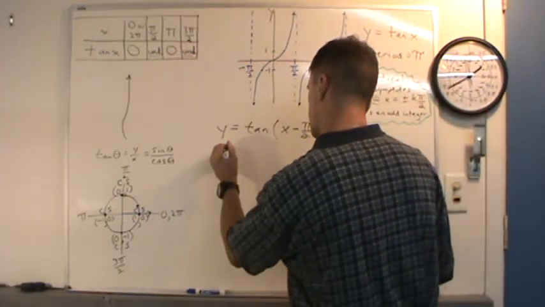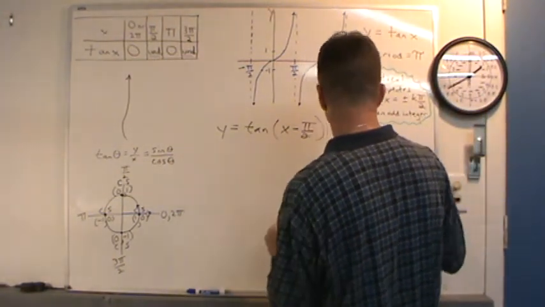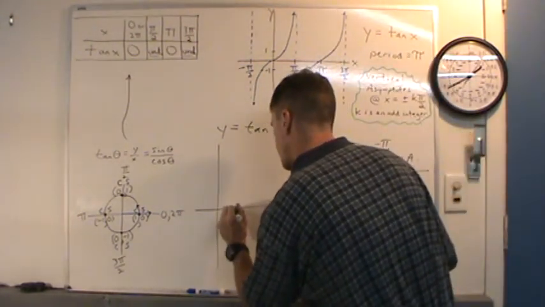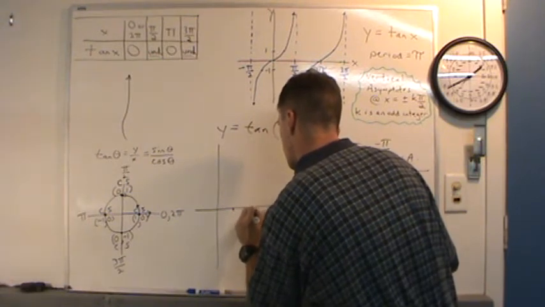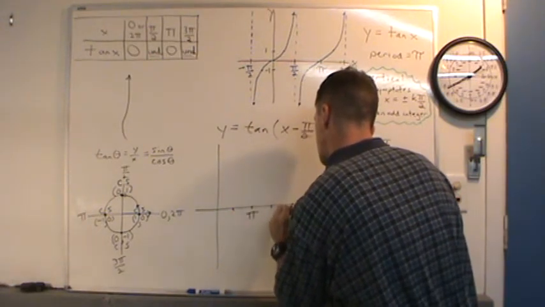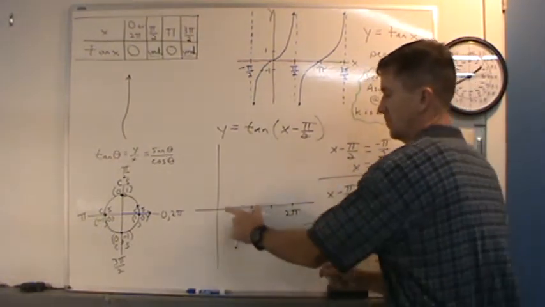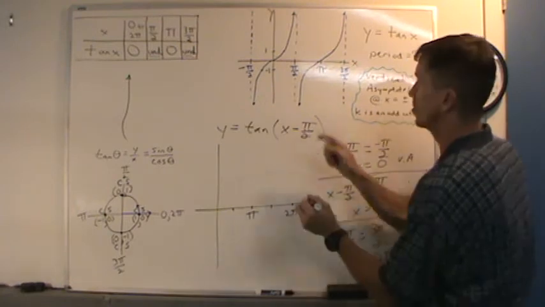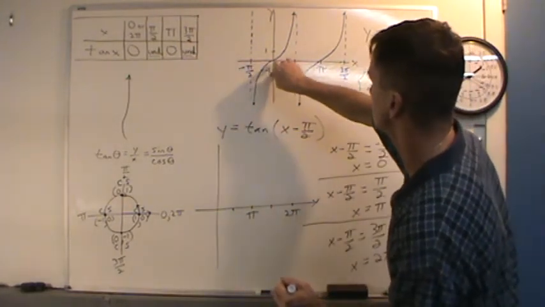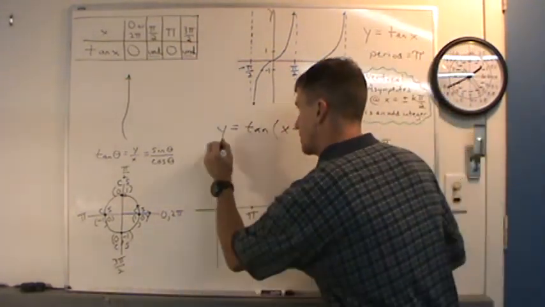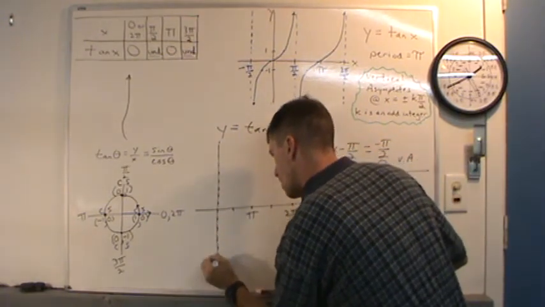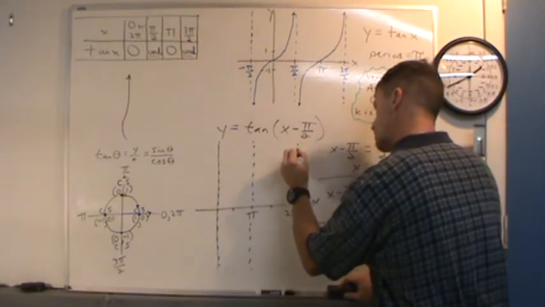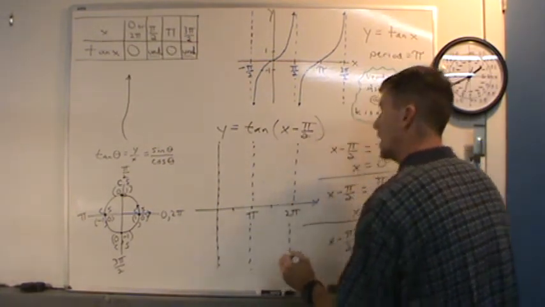Alright, there we go. Since the first one's at x equal to 0, I'll just put that there. There's going to be one here. I'll put another one at pi. And another one at 2 pi. Notice I put a tick mark between these. That way I know where to cross the x-axis, because remember, it crosses halfway between these vertical asymptotes. So I'm going to put a vertical asymptote at 0, I'll put one at pi, and I'll put another vertical asymptote at 2 pi.